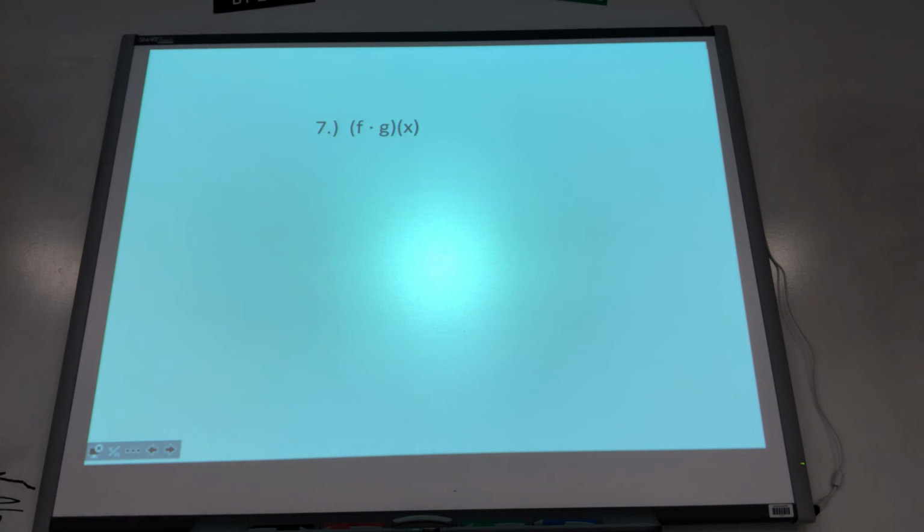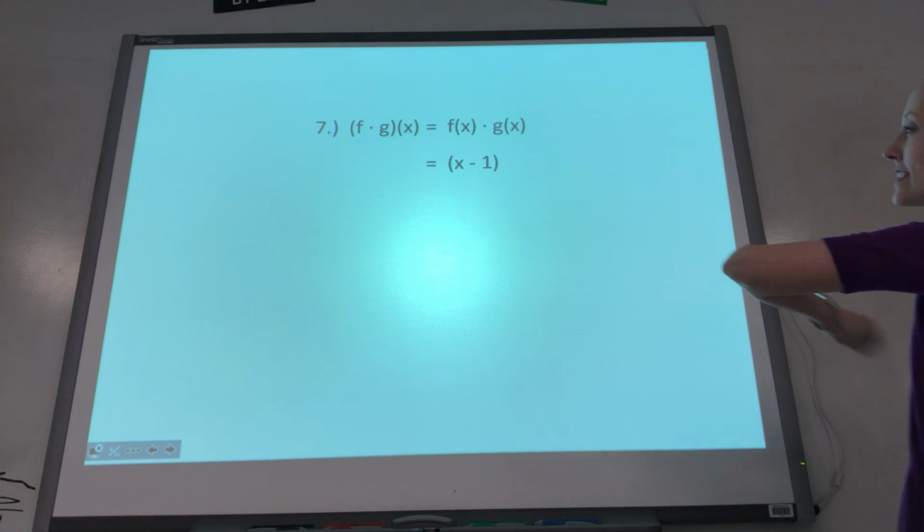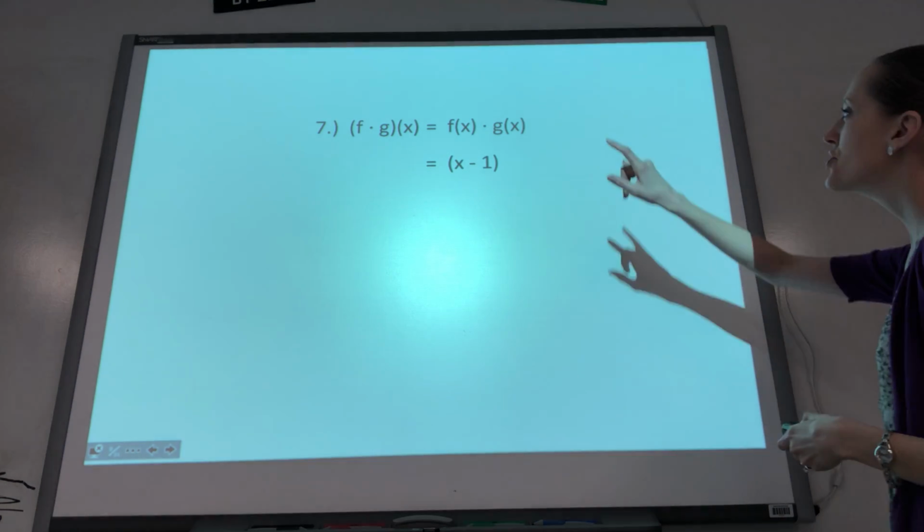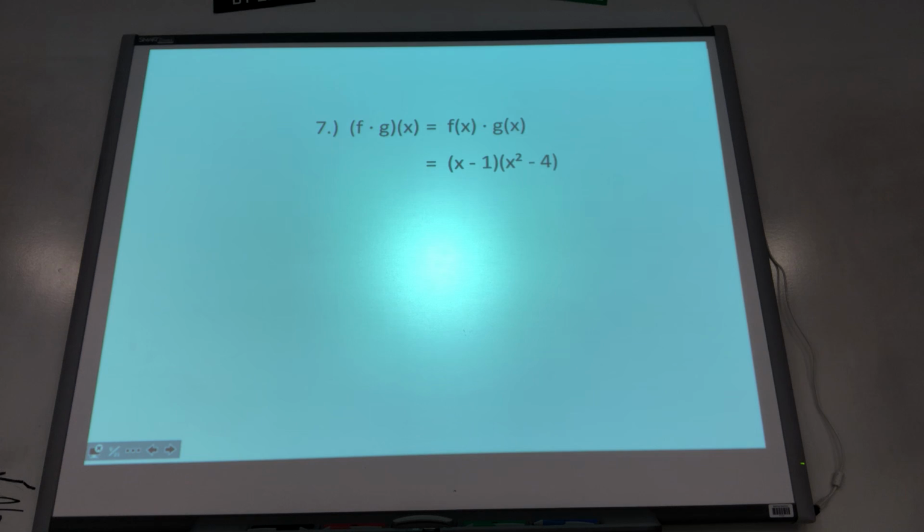Let's do a multiplication. Number 7, f times g of x. Okay, fancy way of saying f of x times g of x. Now, f of x is x minus 1. G of x is x squared minus 4. So what do we have to do when we multiply binomials?